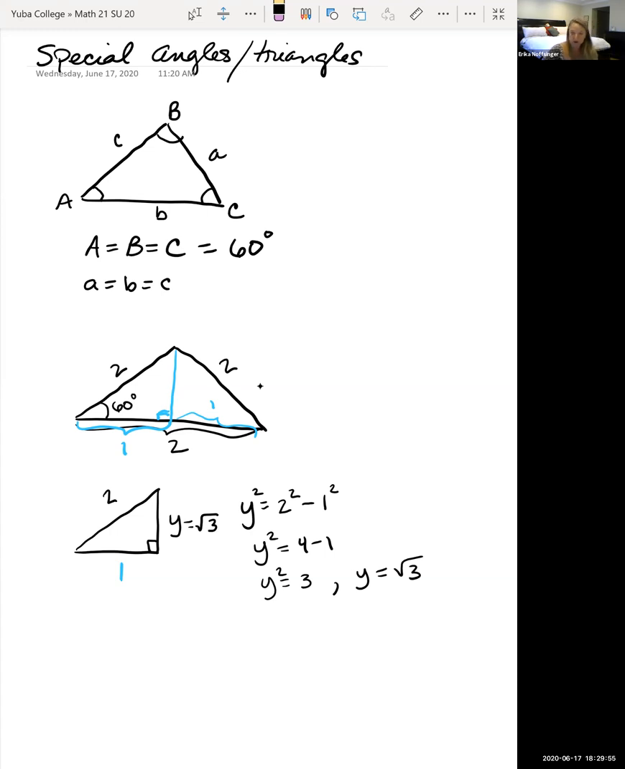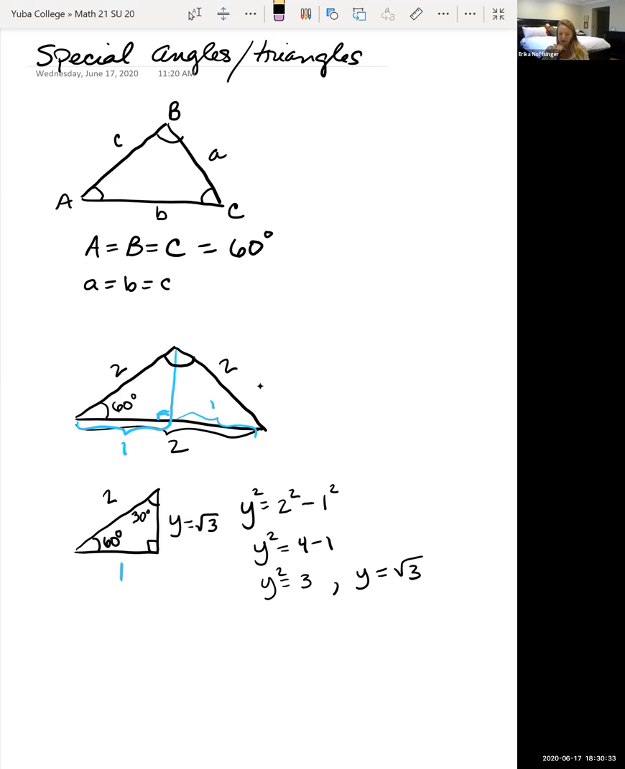Well, when we split this triangle in half, the lower angle on the left is still 60 degrees. But the angle up here, before we split it, was 60, and when we split it in half, the angle at the top of our triangle is 30 degrees. We know this remains 60 degrees, and this is a right triangle, since we made it one. 60 plus 90 is 150, so the remaining angle has to be 30.